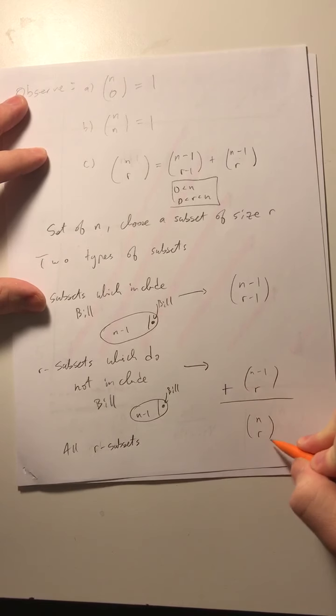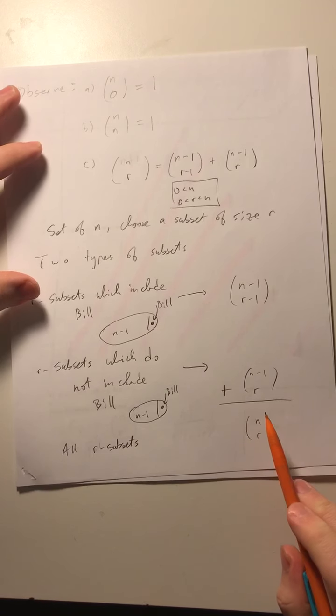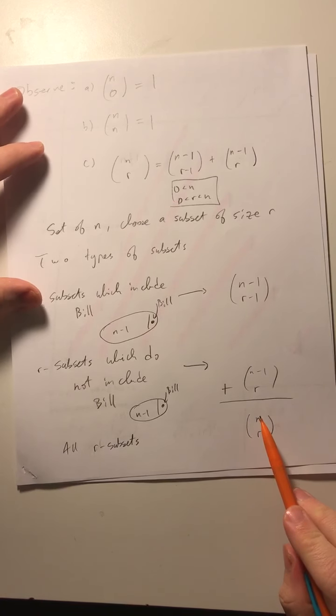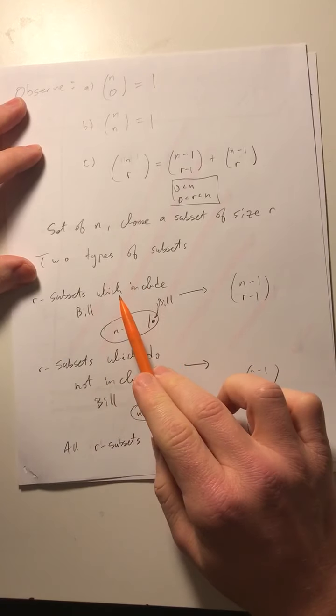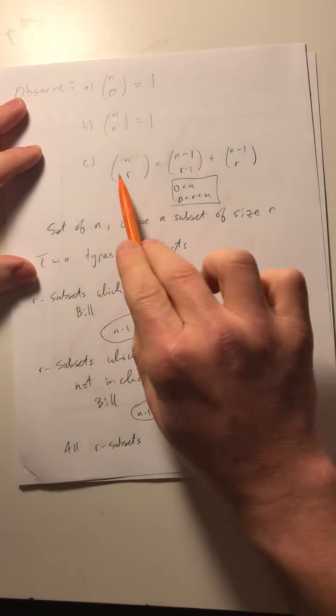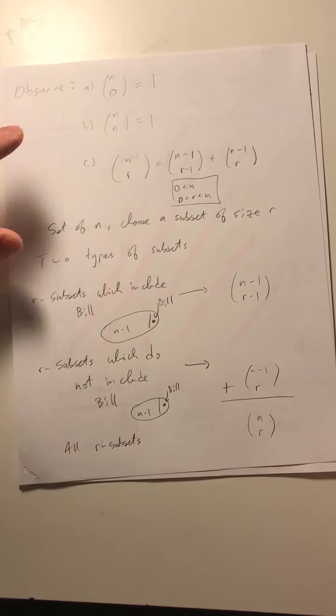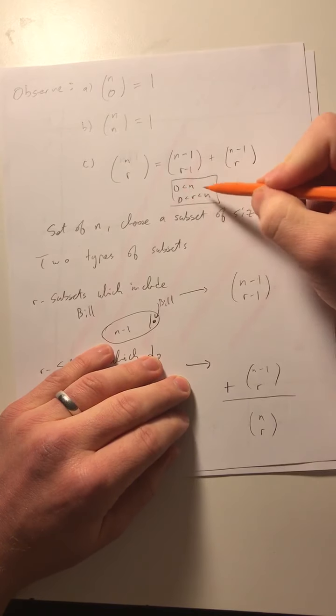And the total number of R subsets, by definition, how many ways are there to choose R people from N people? It's this. So now, if I just add the subsets which include Bill to the subsets which don't, I get this identity here. In order for everything I just said to be valid, we have to be in this situation.